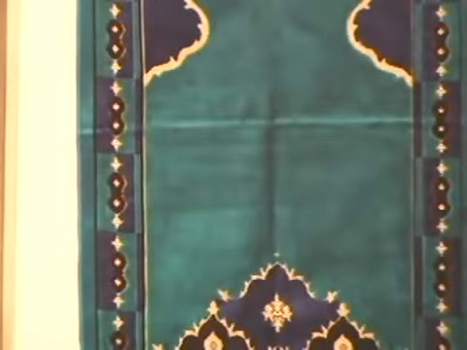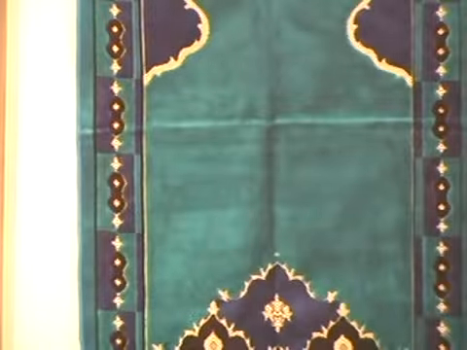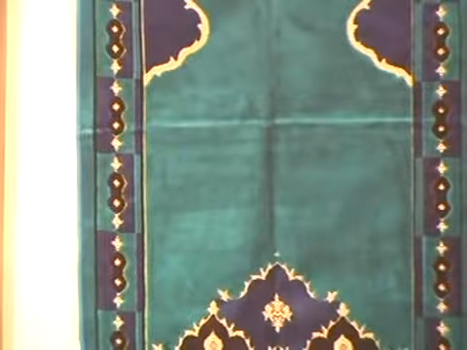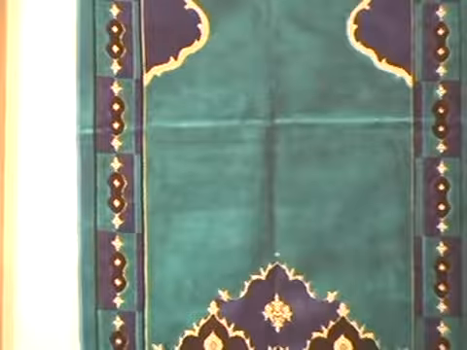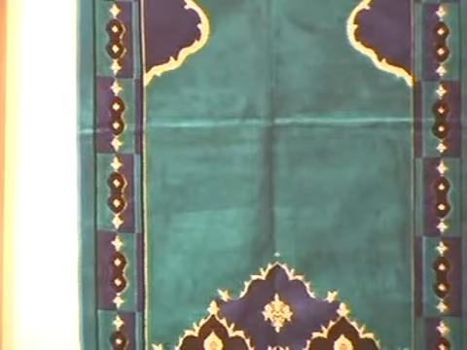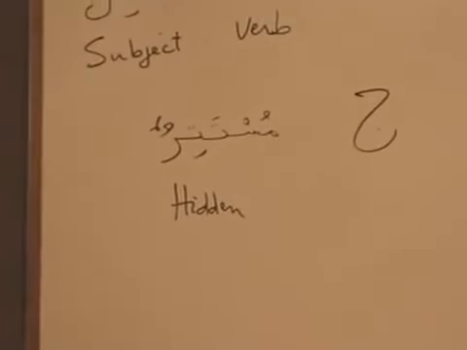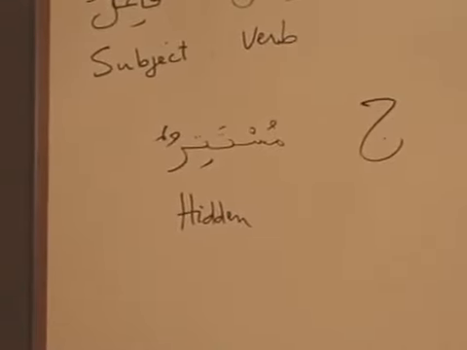Fine. Now we come to the most important thing. Look at kharaja. How many letters? 3 letters. Okay. Kha, Ra, and then Jim. Kharaja is a verb. 3-letter verb.